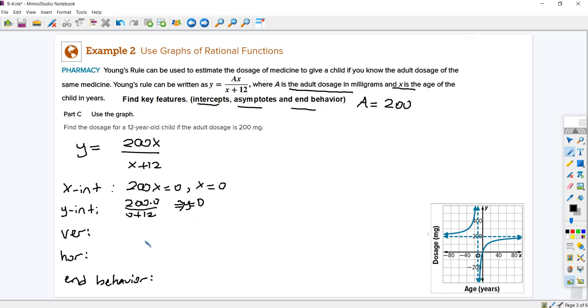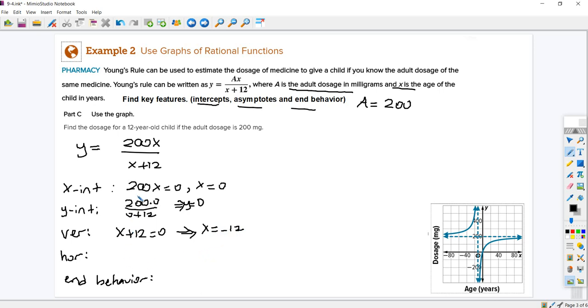Okay, for vertical asymptote, remember the rule. This time you check the bottom. x plus 12 will be equal to 0. That gets you x is equal to negative 12 as your vertical asymptote.